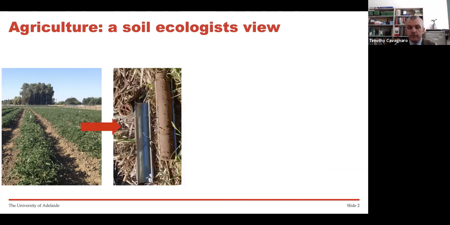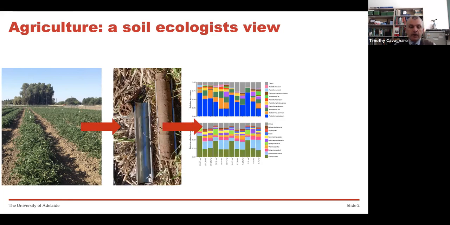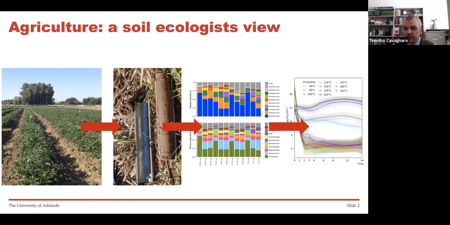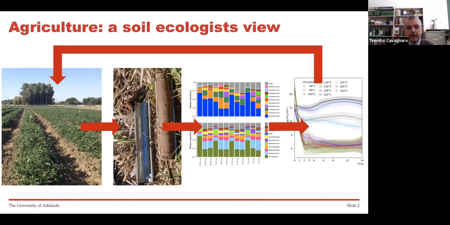We might go out there and collect some soil cores very carefully, and look at the microbiomes, all the microbes present in that soil core. Then we might measure some ecosystem processes and services provided by those microbes, and try to relate that back to the management of that particular agricultural system. That's the classical seminar that I might give.